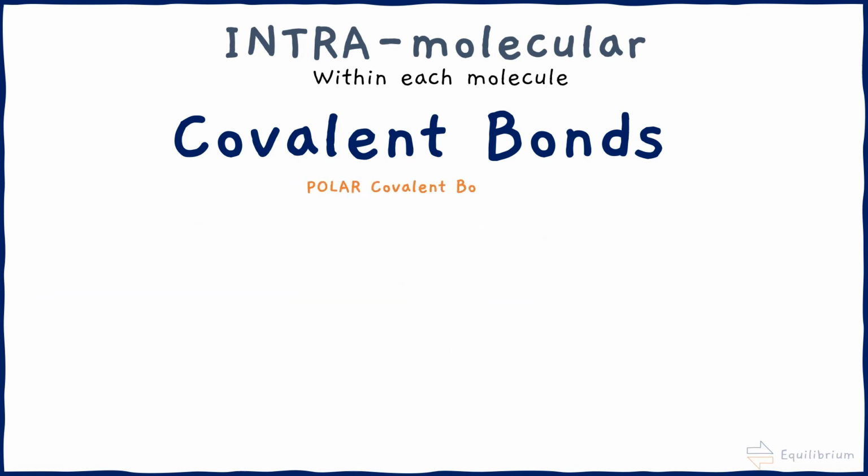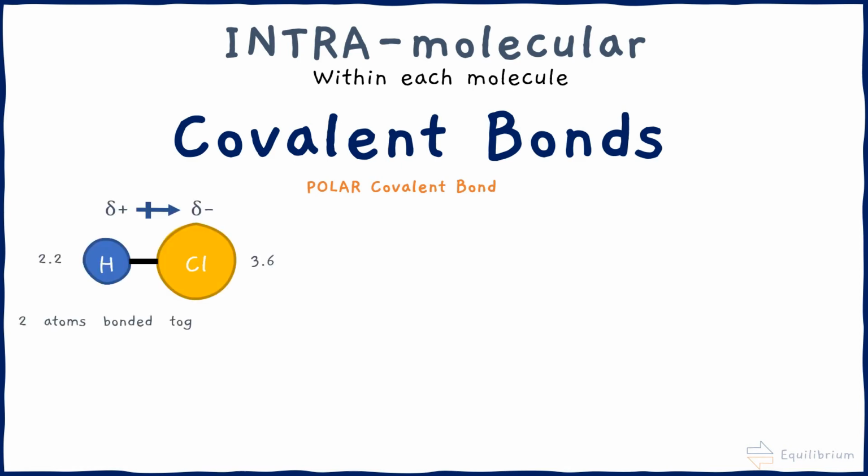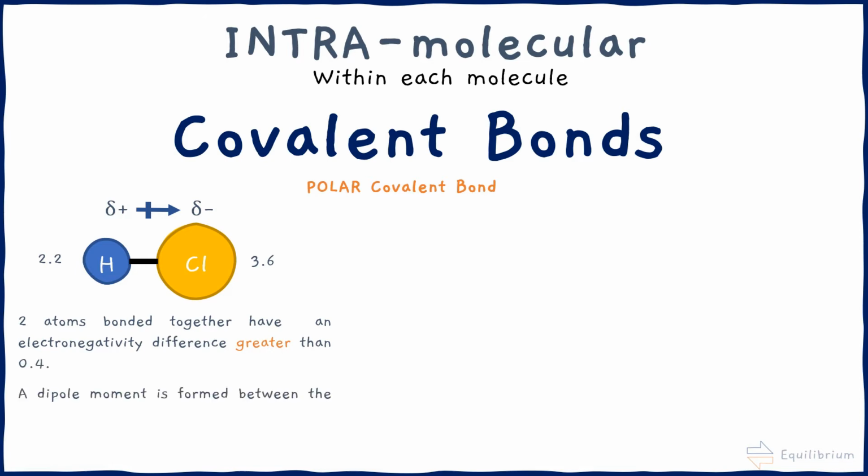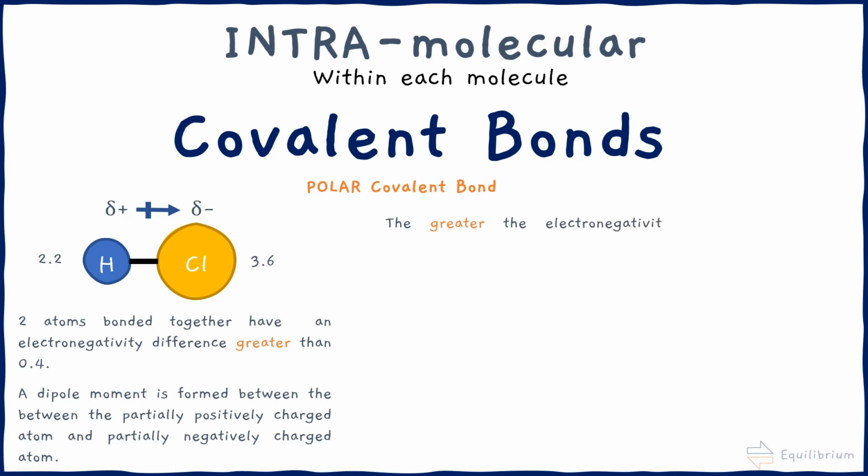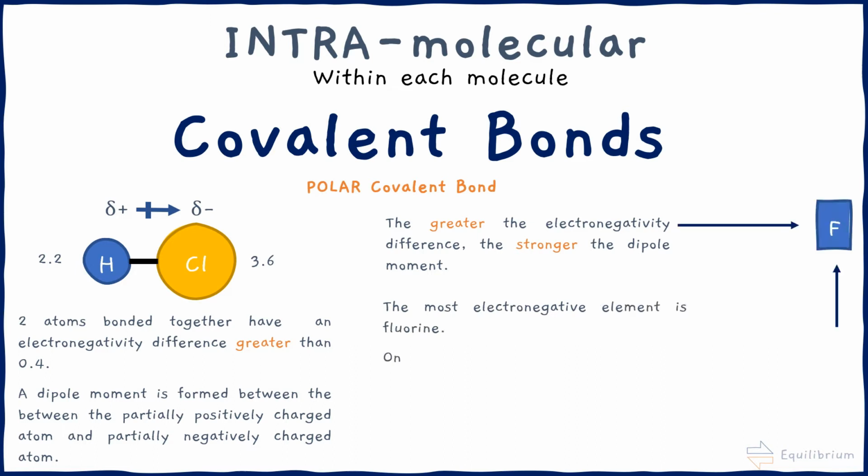Polar covalent bonds are formed when the two atoms bonded together have an electronegativity difference of 0.4 or more. In polar covalent bonds, a dipole moment is formed between the partially positively charged atom and partially negatively charged atom. The greater the electronegativity difference between the two atoms, the stronger the dipole moment. The most electronegative element is fluorine. On the periodic table, the electronegativity increases as the element is closer to fluorine.